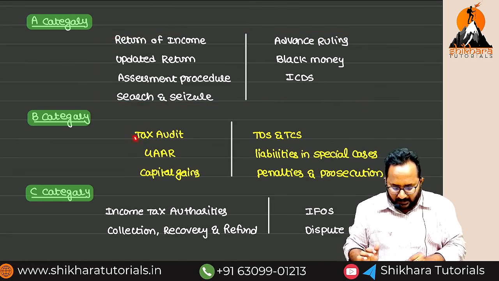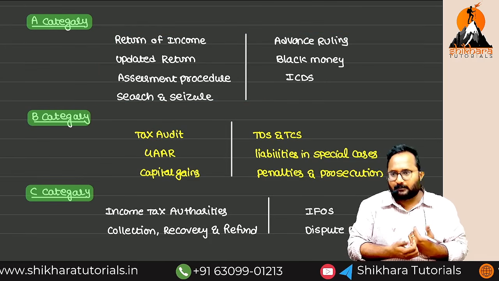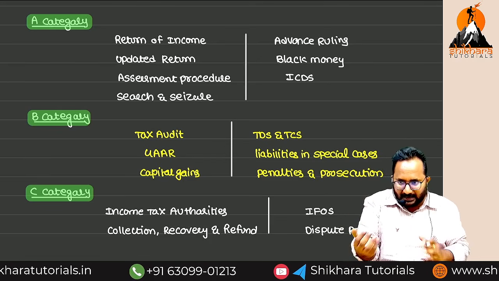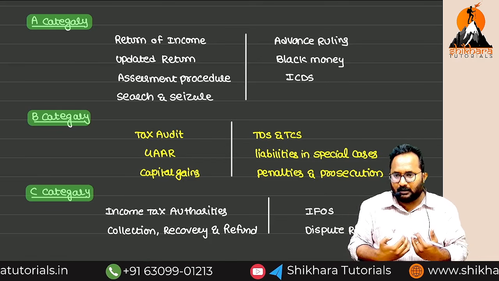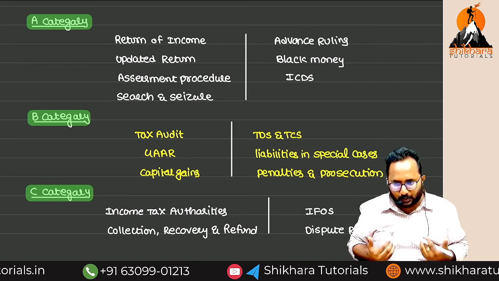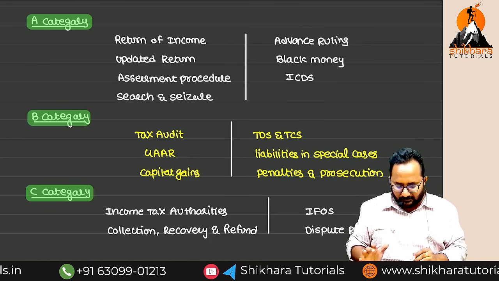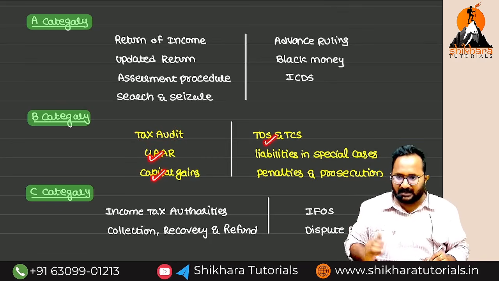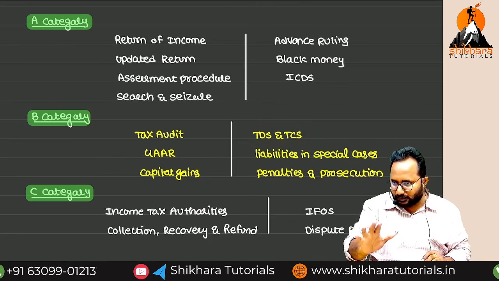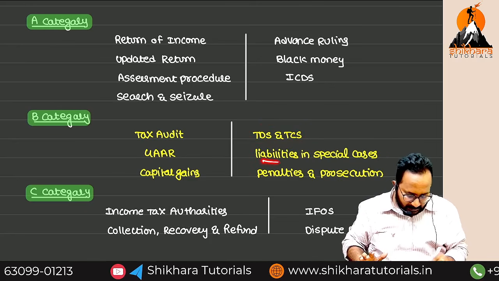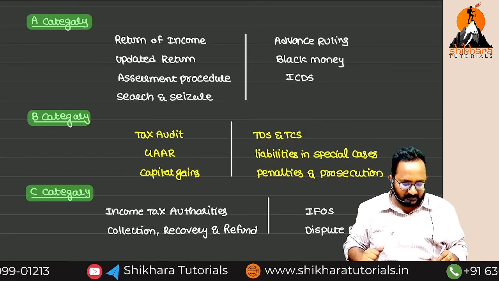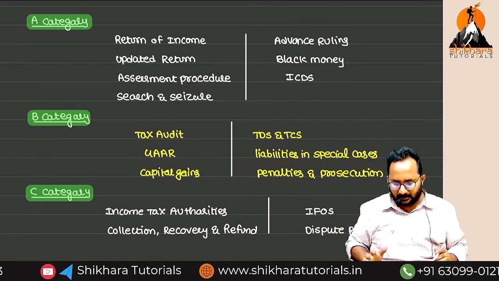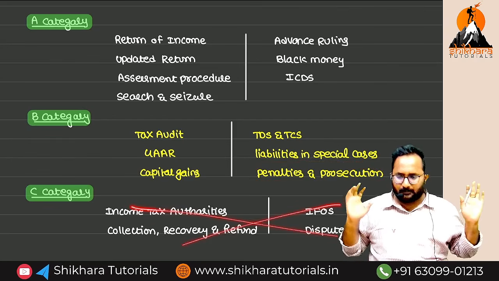Next, B category: tax audit. Sir, why is tax audit B category? Because it is given in our supplementary material, but in our main module, which is applicable for our examination, the tax audit topic is not included. But to be on the safe side, we have to refer to it. Tax audit is a B category. GAAR, capital gains, TDS and TCS, many amendments are there; you should refer to the amendments at least. Liabilities in special cases, then penalties and prosecution, you will get at least 2 MCQs from this. That's why it is B category. You can outrightly ignore these topics, no problem.